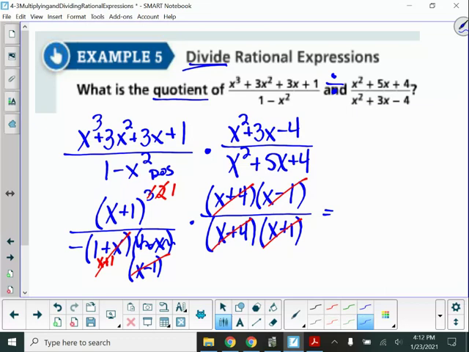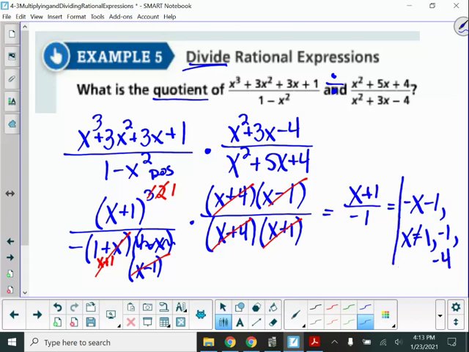So when all is said and done, I'm left with x plus 1 divided by -1, so negative x minus 1. And then my exceptions for what x can't equal are going to be 1, -1, and -4, for all the values that were in the original denominator. All the values that are in the denominator there. Notice I'm considering new denominator and old denominator because they both count.